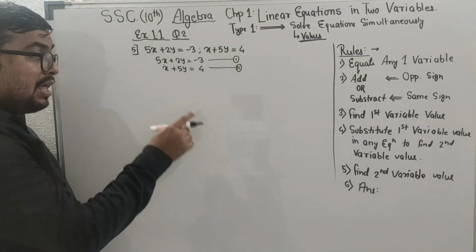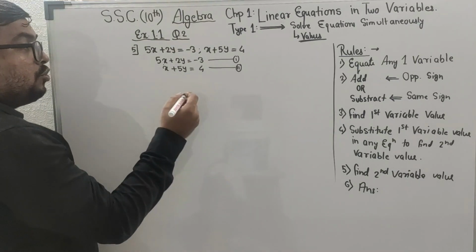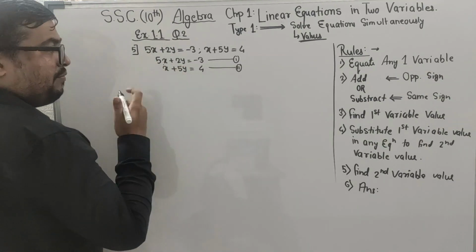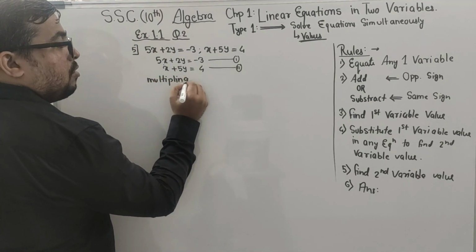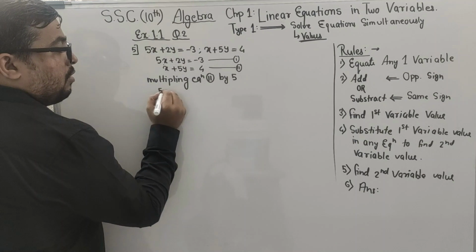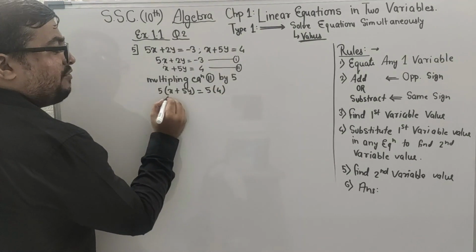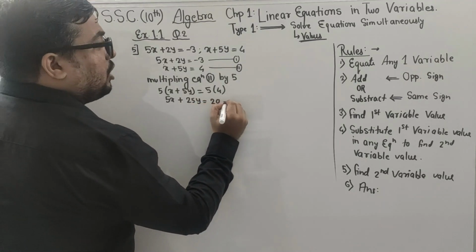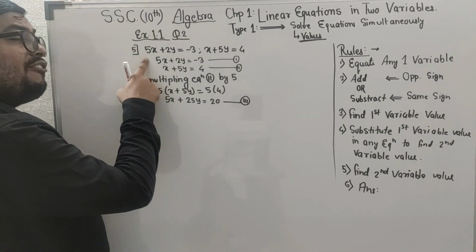Here also, x and y are not equated. None of the variables were equated for you. So you have to equate. For this you will multiply equation 2 by 5. So multiplying equation 2 by 5, we get, so here you will write 5 into x is 5x, 5 5s are 25y and 5 4s are 20. This is your equation number 3. Now in equation number 1 and equation number 3 you have 5x and 5x.